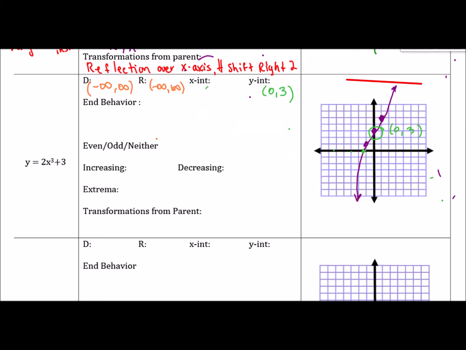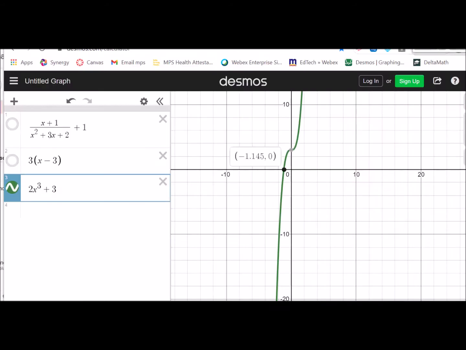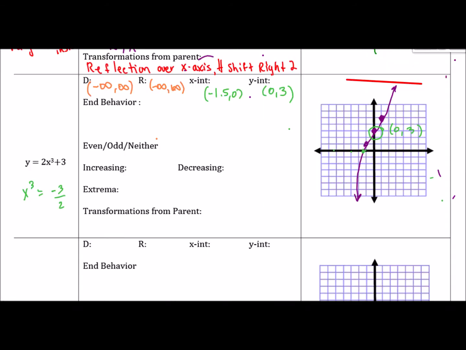Okay, so -1.5, 0. Okay, whoops, sorry about that. It's not at -1.5, it's at -1.145. I forgot to cube root the sides. So on the graph, it tells me right there it's -1.145. And that's the whole point of this unit, is that you can look at the graph and find everything you need, hopefully.